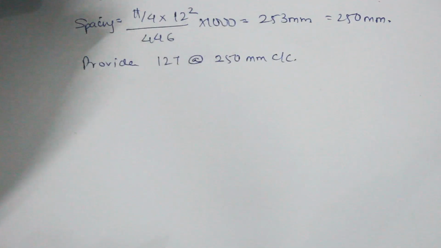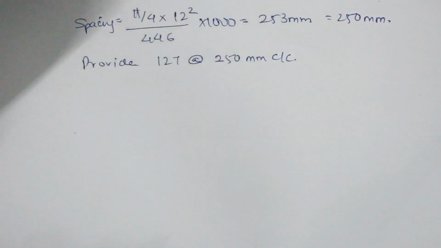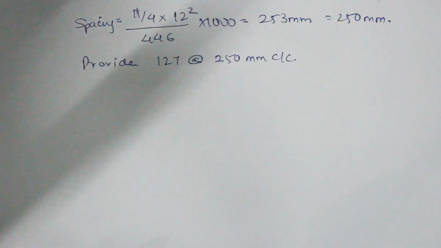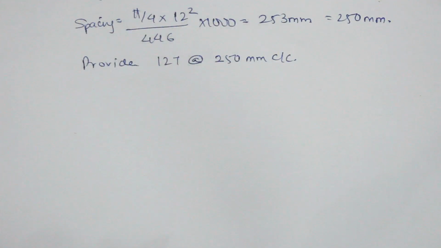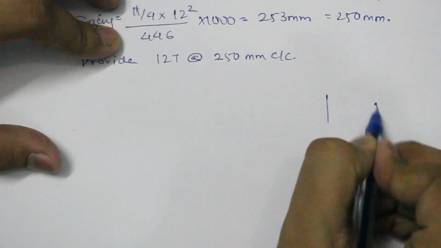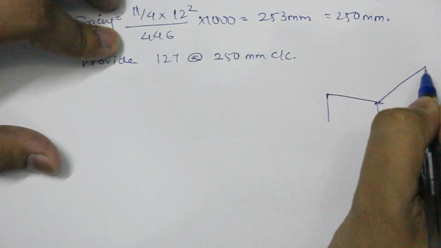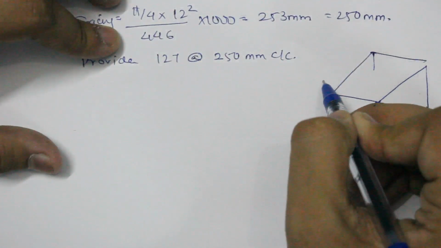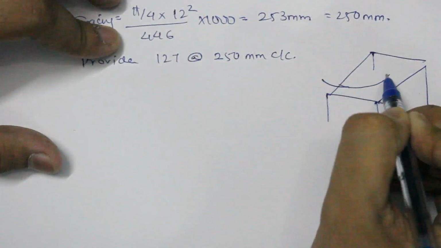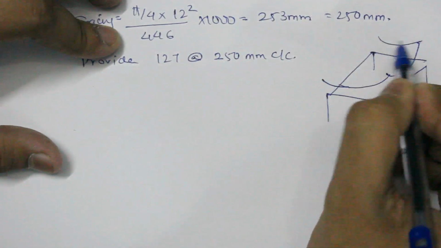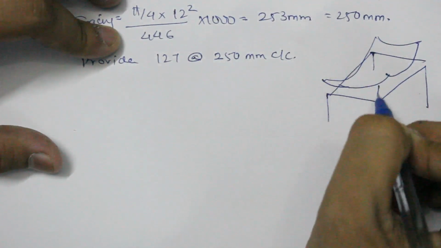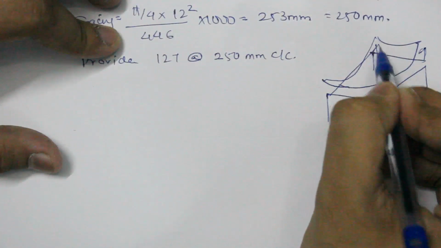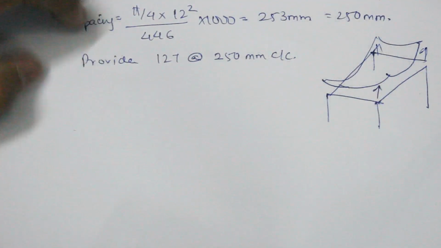Now once you do this, we also have to provide torsion reinforcement in simply supported slabs, because the simply supported slab has a tendency to rise up from the corners. Suppose these are the supports, the slab has the tendency to rise up from the supports like this. It can rise up, so we have to provide torsion reinforcement at the corners.